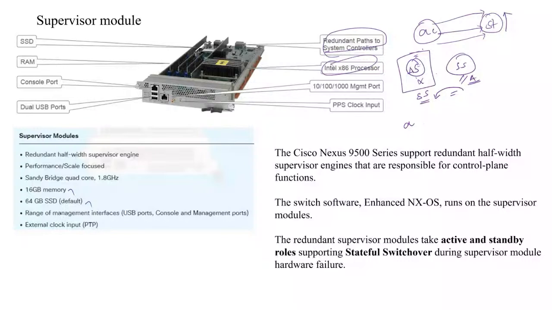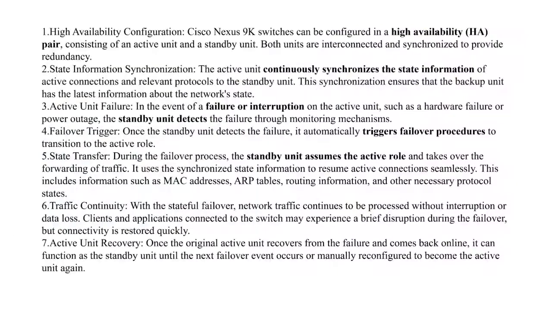Now let's look at the set of steps. Both the switches form an active and standby unit. Both are interconnected, and every now and then it is synchronized, because the runtime information is synchronized between both the supervisors. The active unit continuously synchronizes the state information of active connections and relevant protocols to the standby unit. This synchronization ensures that the backup unit has the latest information about the network state.